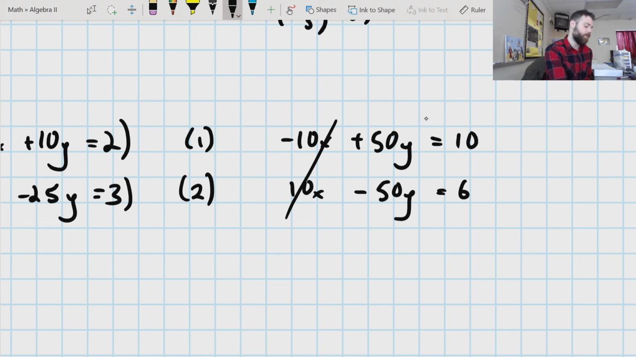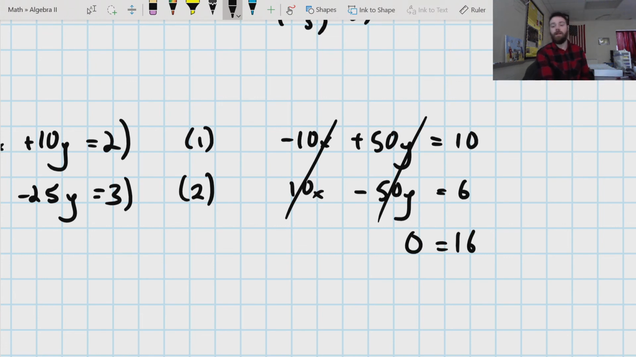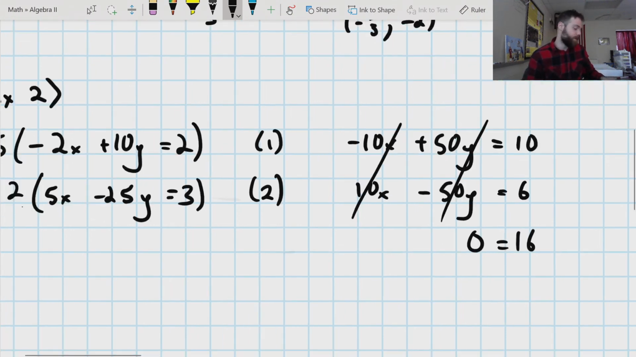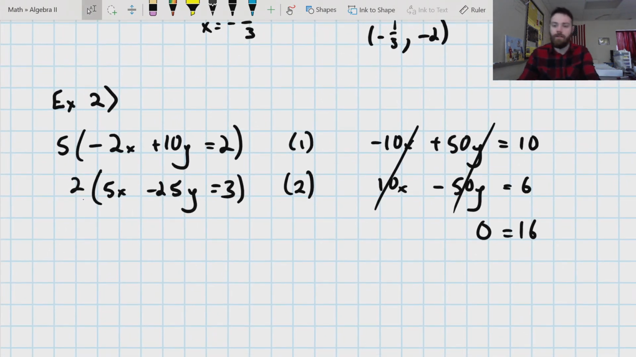50y and negative 50y will cancel. And then 10 plus 6 is 16. So I get 0 equals 16. So anytime you get an answer like this, and we're going to double check just to make sure I didn't write anything wrong again, but anytime you get an answer like this for a system of equations, you want to understand that I'm getting a false statement from the original assumption, okay?